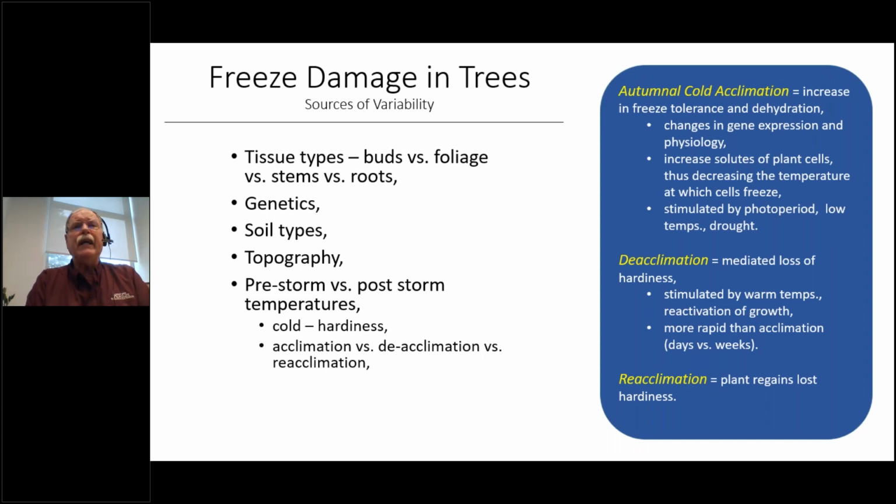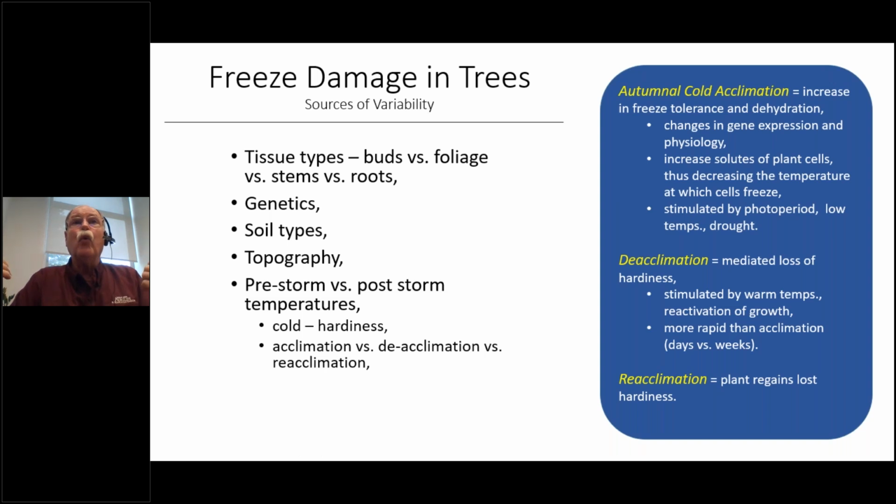And we know a lot about how freeze damage damages trees. One of the big issues that we have to be aware of is the fact that trees are able to acclimate and prepare themselves for freeze damage, but it has to be a healthy tree because it takes metabolic energy for a tree to acclimate.